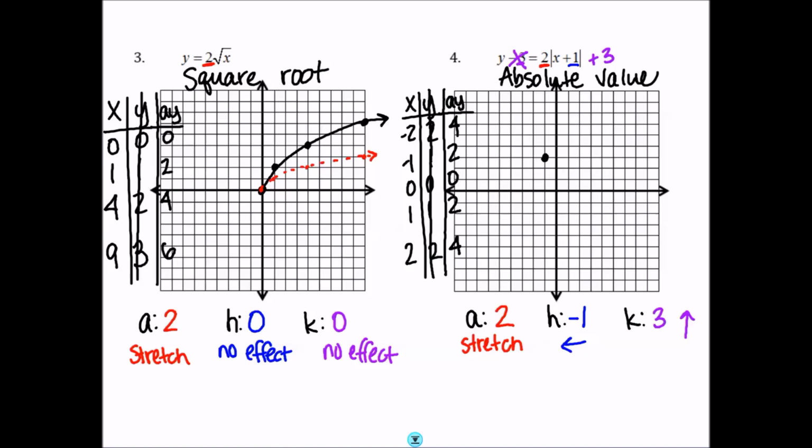So from my starting point of HK, I'm going to move 2 to the left and up 4, 1 to the left and up 2, 1 to the right and up 2, and 2 to the right and up 4. And then I can connect the dots. So this graph has been moved to the left and up and stretched.